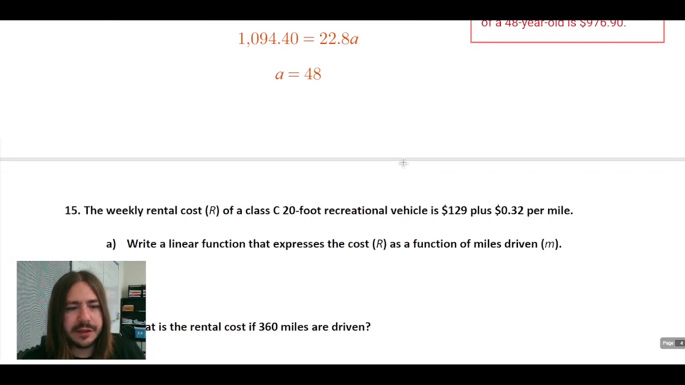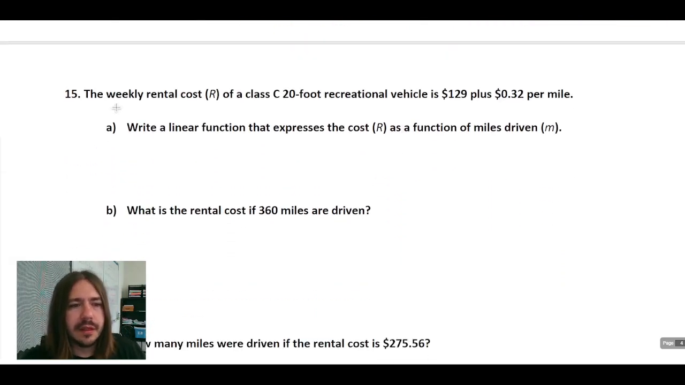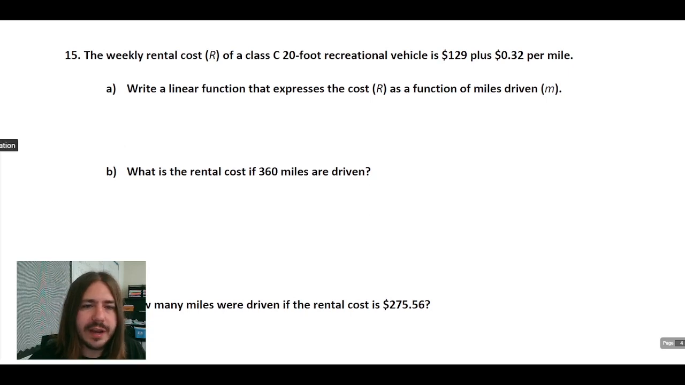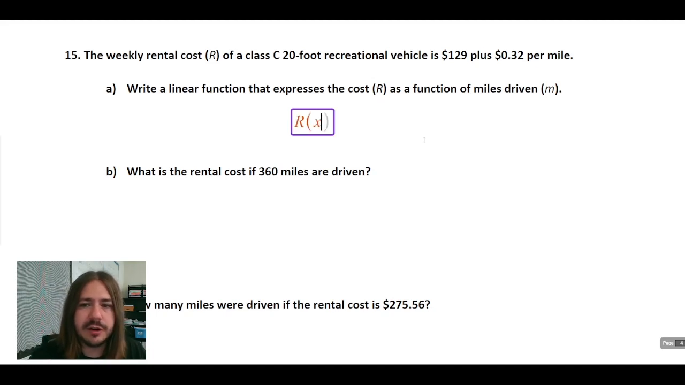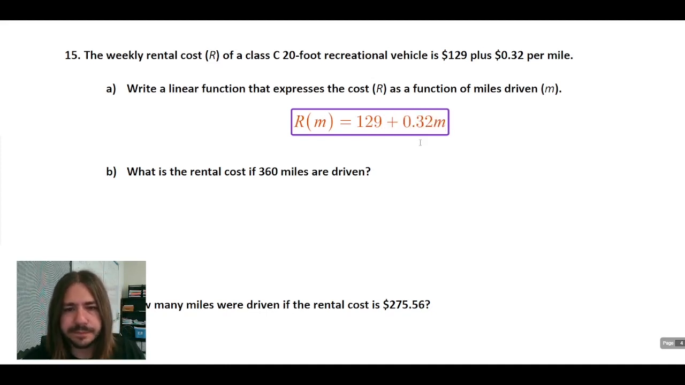Let's look at number 15. The weekly rental cost of a Class C 20-foot recreational vehicle is $129 plus 32 cents per mile. First, they're asking us to write a linear function to express the cost as a function of miles driven. So the cost R, in terms of M, is going to equal 129 plus 0.32M.